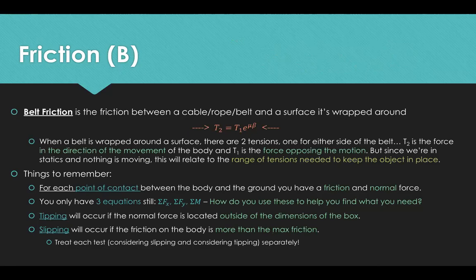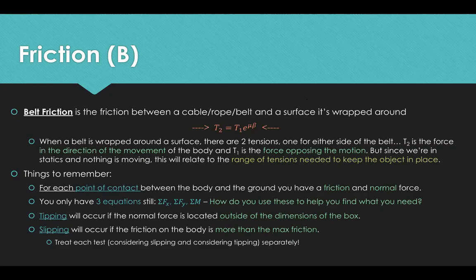Belt friction is something that they threw in right at the end. So this is something that I would assume you don't have a lot of practice with. If you do, good on you. Essentially belt friction is when you have some kind of rope wrapped around a bar, something's hanging down from one side and you're pulling on the other side, right? In statics, that box is not moving. The box or whatever you're hanging on one side is not moving. You're not pulling it up, you're not lowering it down.